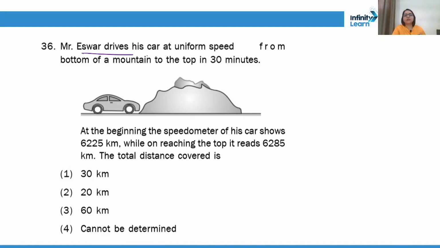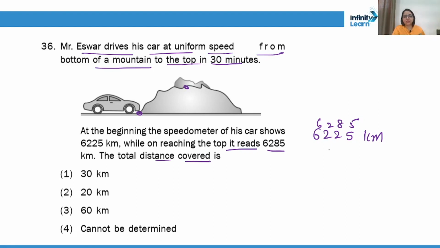Next is question number 36. Mr. Ashwar drives his car at uniform speed from the bottom of a mountain to the top in 30 minutes. From this point to this point, he takes 30 minutes. At the beginning, the speedometer of his car shows 6225 km, while on reaching the top, it reads 6285 km. The distance covered is? Distance covered will be the difference in the readings, which is 60 km.